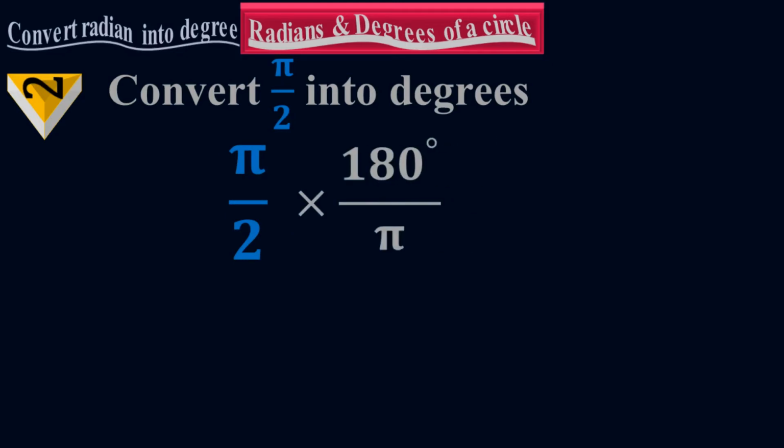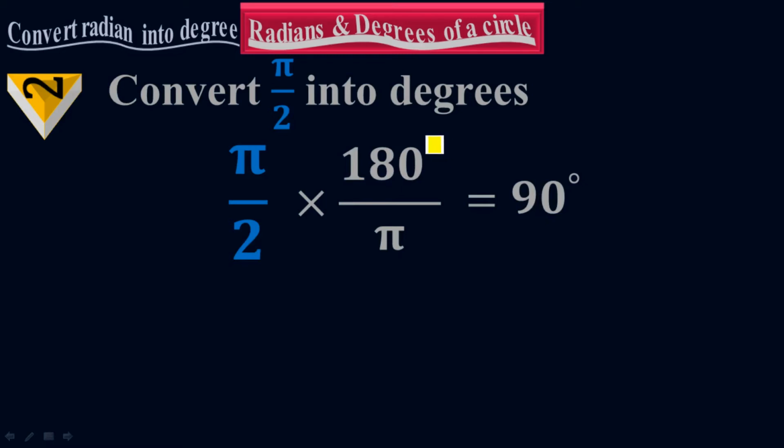Example number 2. Convert pi over 2 into degrees. Do the same thing, multiply pi over 2 by 180 degrees over pi. It equals 90 degrees. Look, there is a cross multiplication, so this pi will go with the pi. This 2 will go with the 180, so I will be left with the 90. Divide 180 by 2, you will have 90.